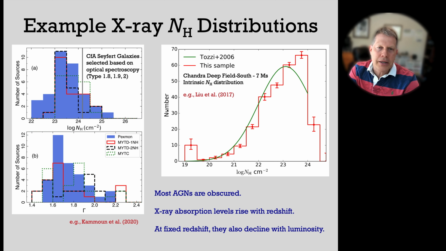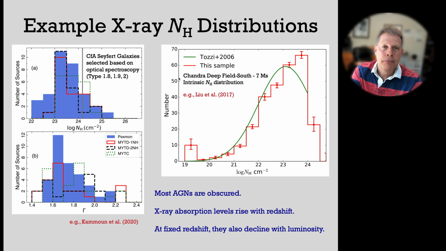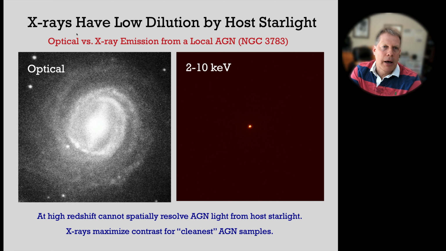But the overall point is that absorption is very important among AGNs. This is direct observational evidence for that, and thus X-rays are a very good way of dealing with that obscuration effect. Furthermore, as I've talked about previously as well, X-rays have low dilution by host galaxy starlight.